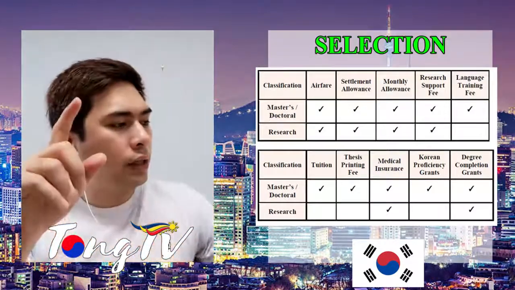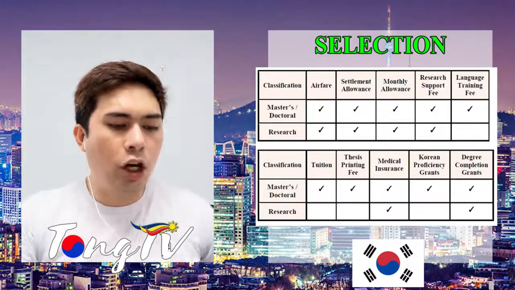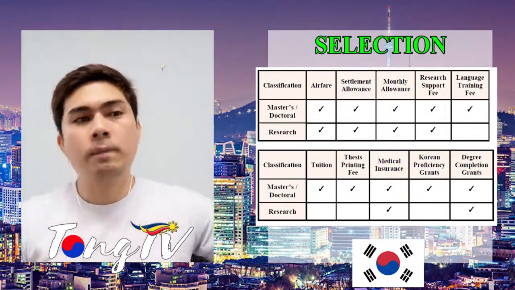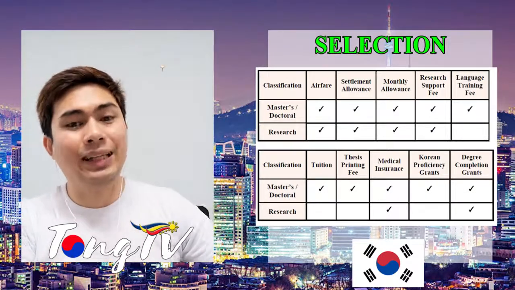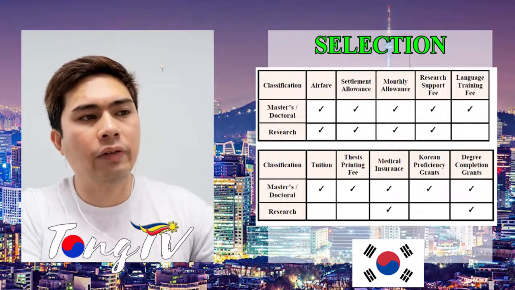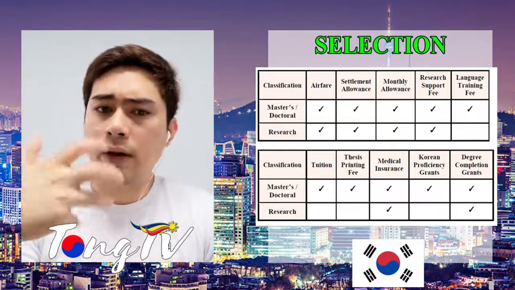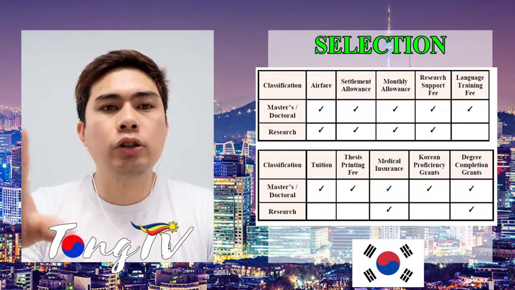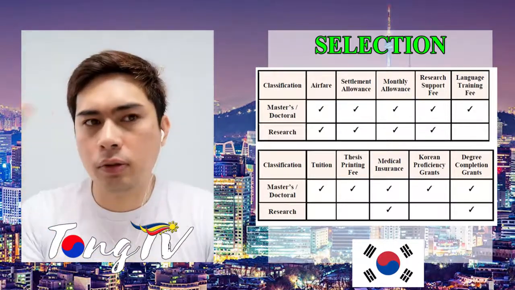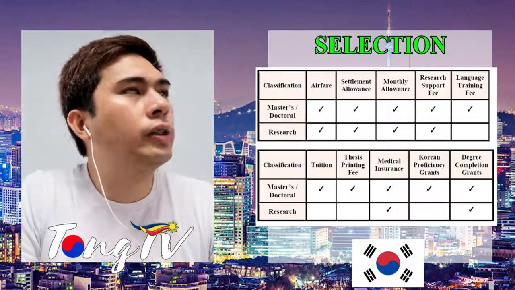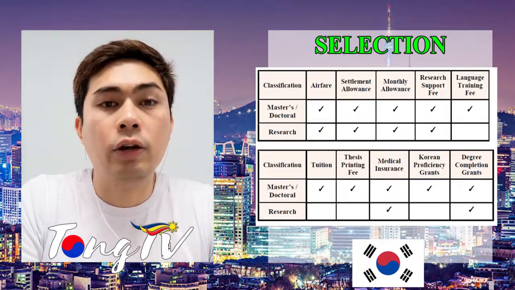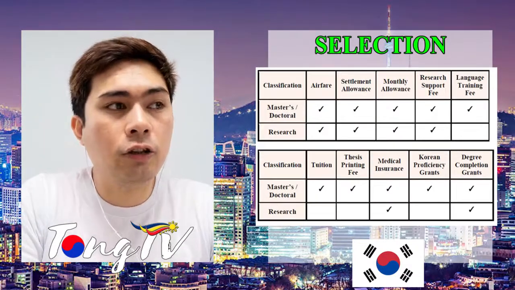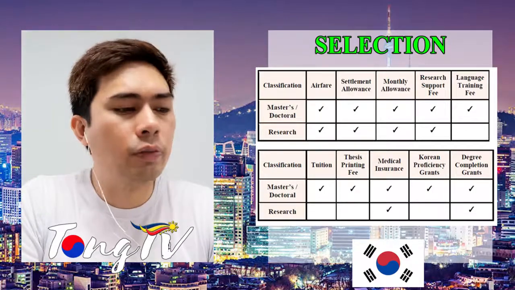Settlement allowance. Let me check my notes. You will receive, if I remember it right, 200,000 Korean won. It's only offered once upon entry. As the word itself says, once you arrive here, at least you have funds worth 200,000 won to buy anything you need for your room or for cooking. For my fellow Filipinos, 200,000 won is around 8,000 pesos. There are some cheap or affordable stores here where you can buy your personal things, because you cannot bring everything here.